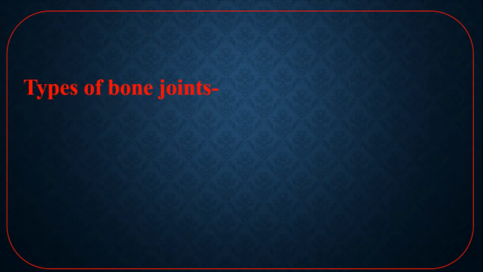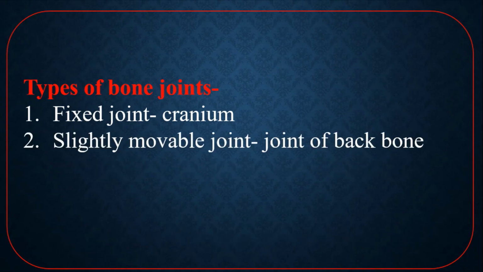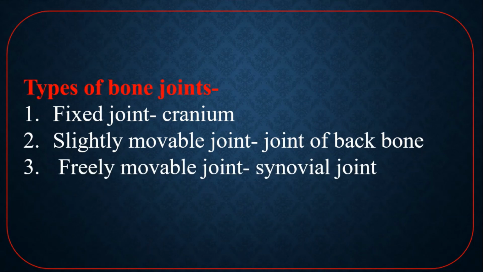Types of bone joints: fixed joint, the cranium. You know, the cranium is the joint of the skull of our head. Slightly movable joint, the joint of the backbone. Freely movable joint, the synovial joint, that means the joint of the elbow, the joint of the knee, etc.